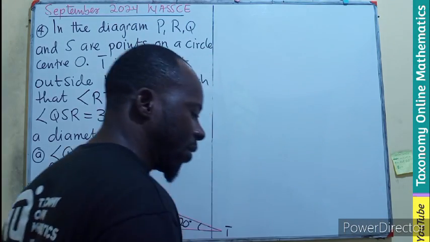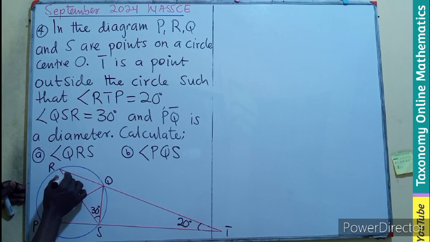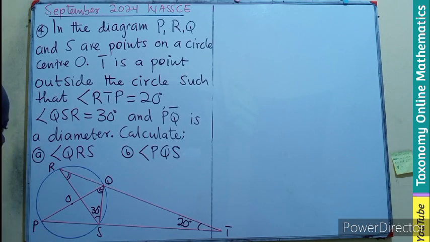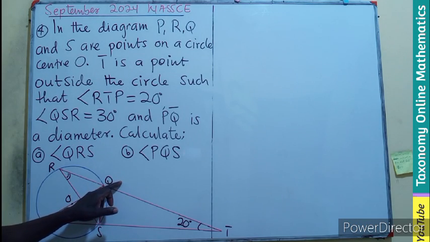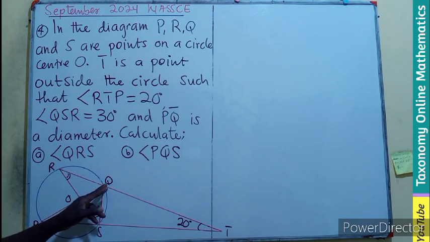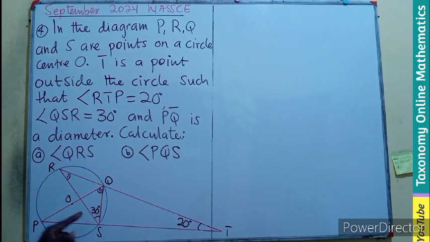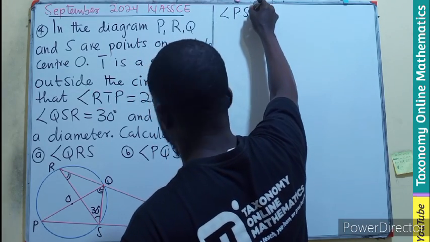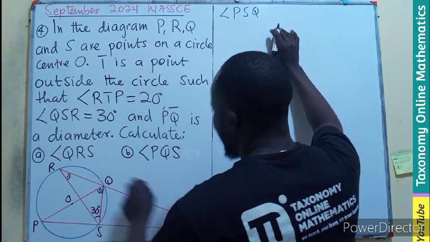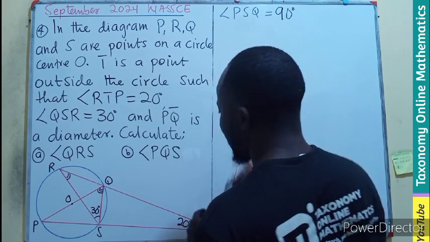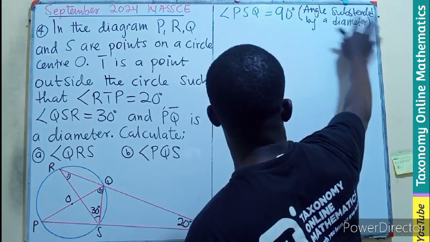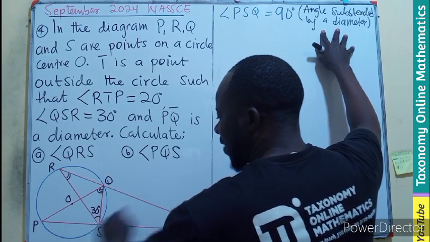Since I am looking for this angle and this angle, let me focus on that. Let me begin with PQ being the diameter. That will make the angle PSQ, this very angle, 90 degrees. So I have the angle PSQ equals 90 degrees. We have to state the property. The property we are using is the angle subtended by a diameter. That gave us 90 degrees.